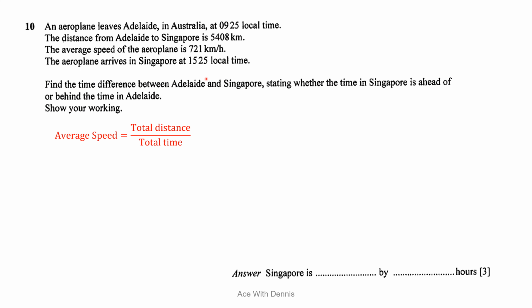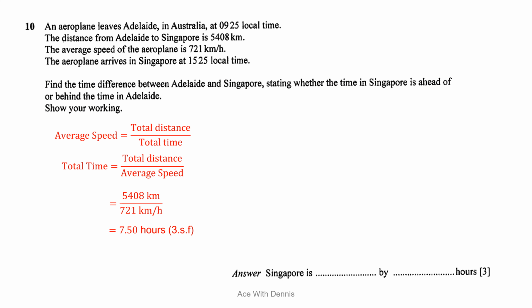So from here, we know that average speed is total distance divided by total time. The total time will be total distance over average speed. Then we substitute the value. Total distance is 5,408 kilometers divided by the average speed 721 kilometers per hour, which will give us 7.5 hours to 3 SF, or 7 hours and 30 minutes. Now, the departure time is 0925 Australian time zone. Then we add 7 hours 30 minutes, which is 16:55 Australian time.